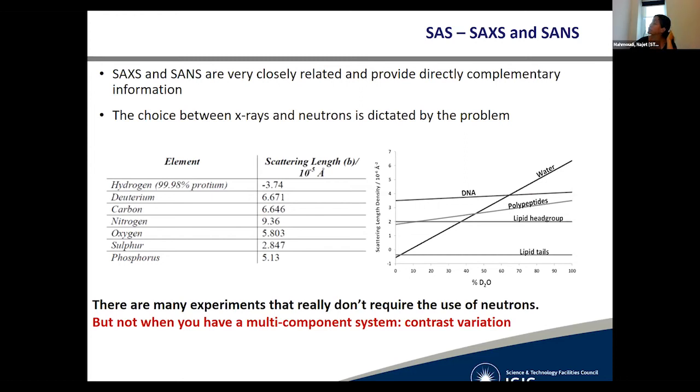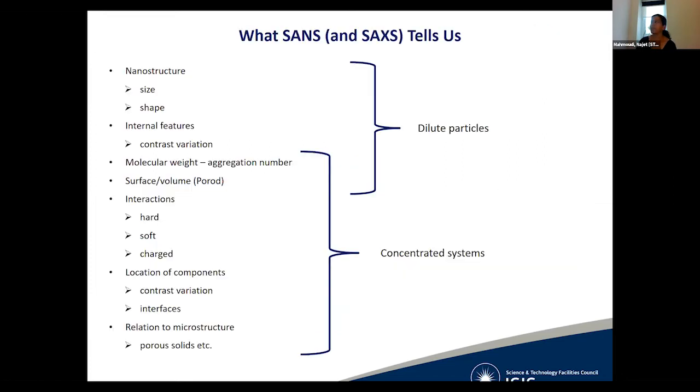And if you measure at, say, two other contrasts, let's say pure D2O and pure H2O, then you will look at your complex in its entirety. And then by deconvoluting the signal, basically the different scattering profiles, you end up with the contribution of the protein, the contribution of the DNA, and the cross term, or the complex, basically. So that's really the biggest strength, at least, of neutrons compared to X-rays in small angle scattering.